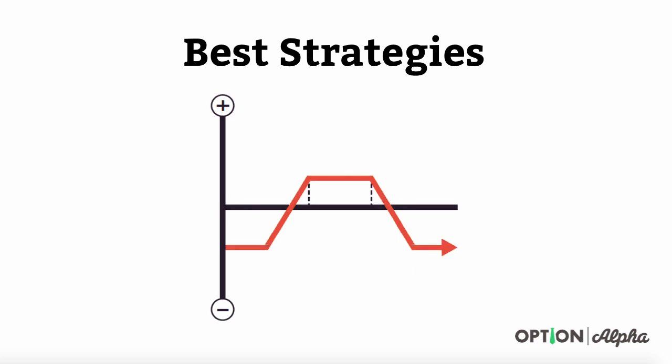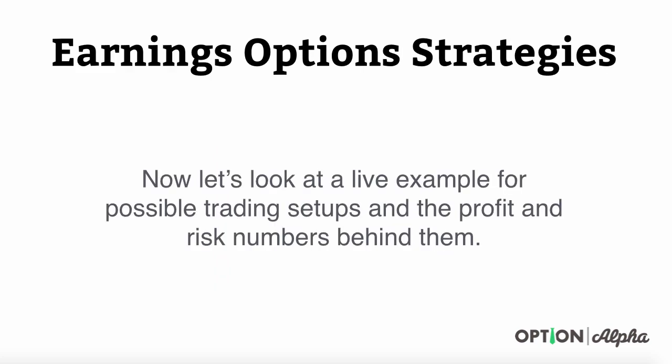Now, the two previous examples, both the straddle and the strangle, are undefined risk trades, meaning you'd have to carry the margin to hold those positions. So for some accounts that may not be possible, or if you have a smaller account, you may not want to carry the margin. So the next best thing is to do an iron condor. It's basically the same short strikes that we had above with the strangle, but now we've added protection on either side. This does reduce your overall potential profit because you have to buy those extra legs, but it also gives you the ability to do the trade while putting up a little bit less capital in the process. So let's look at a live example for possible trading setups and then the profit and risk numbers behind each of the different strategies that we talked about.